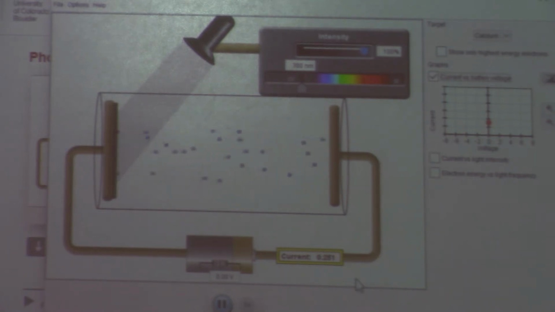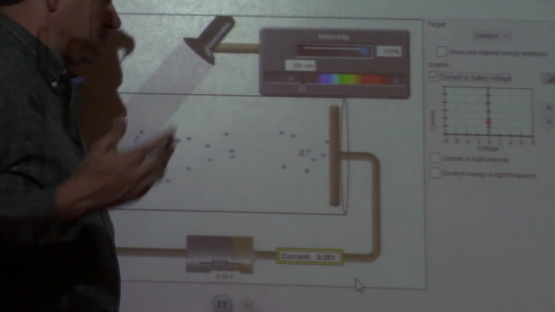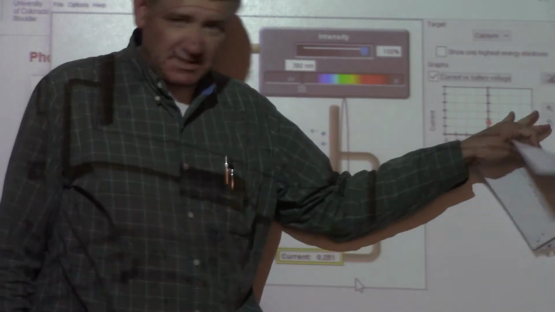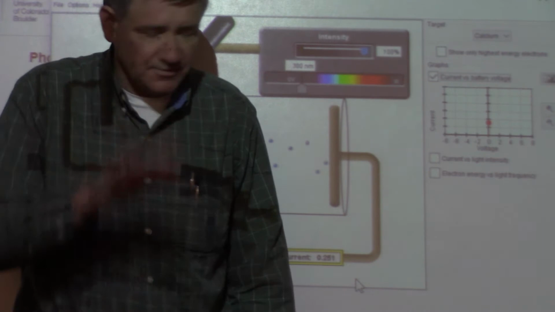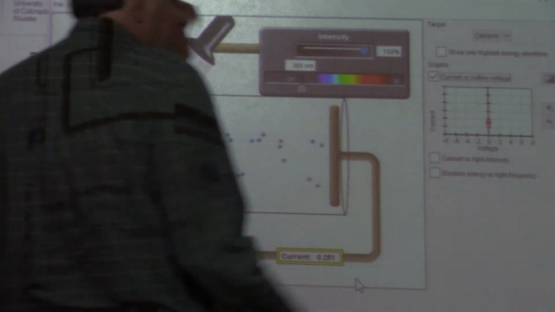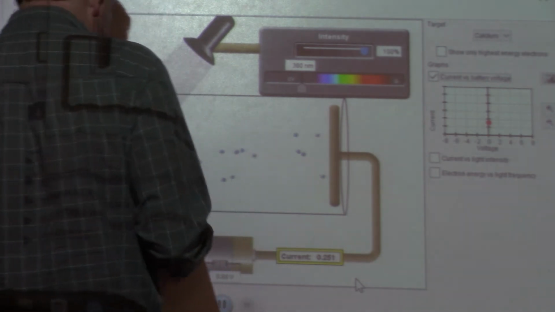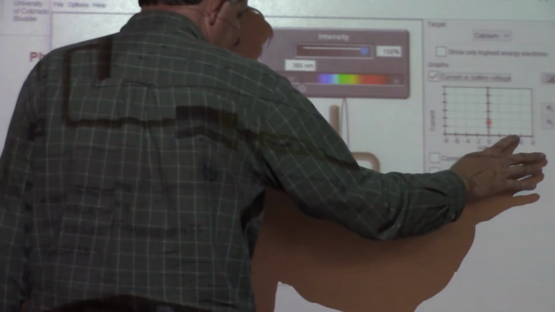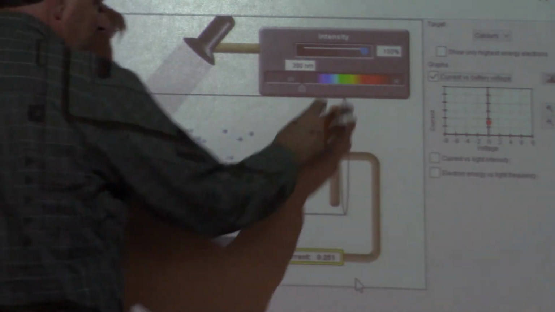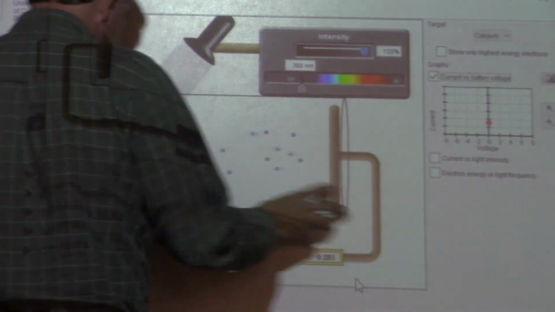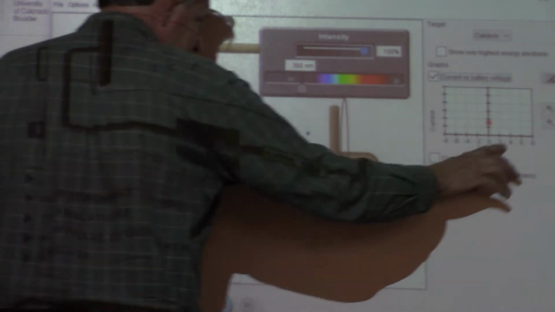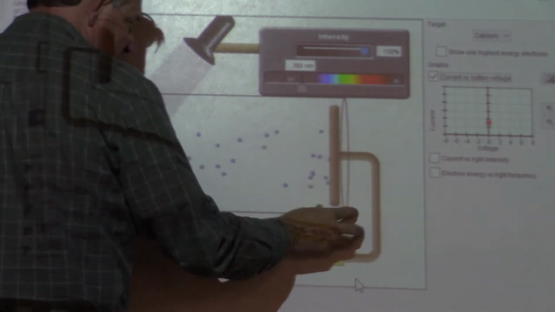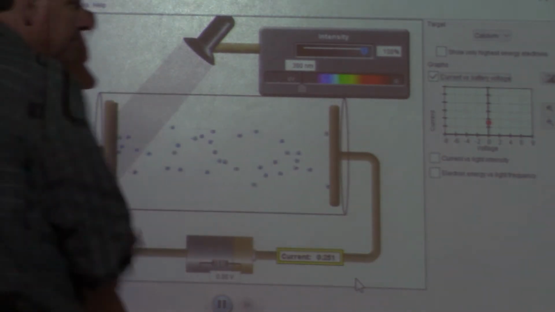So, ideally, if you were actually in the room, I'd make you predict the shape of this. Now, let's just think this through. If I've got some negative voltage, that means that I'm going to try and stop this thing. If I've got positive voltage, then I'm going to make this the positive terminal, and this the negative terminal. If I've got negative voltage, this is the negative terminal, and this is the positive terminal.